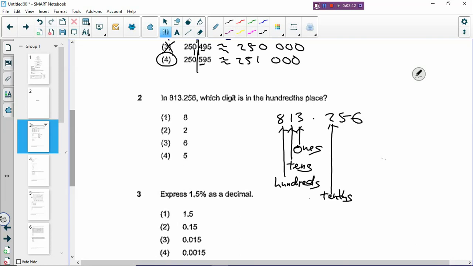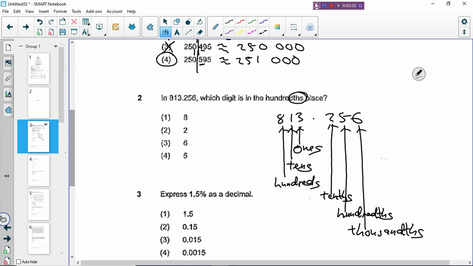So when you see a TH, immediately you must understand that you're looking at decimals already. And then your digit 5 will be the hundredth. And the digit 6, getting further away from the decimal point, will be the thousandth. So these are the different place values that you will need to know. So which digit is in the hundredth place? That will be digit 5. So the answer is number 4.